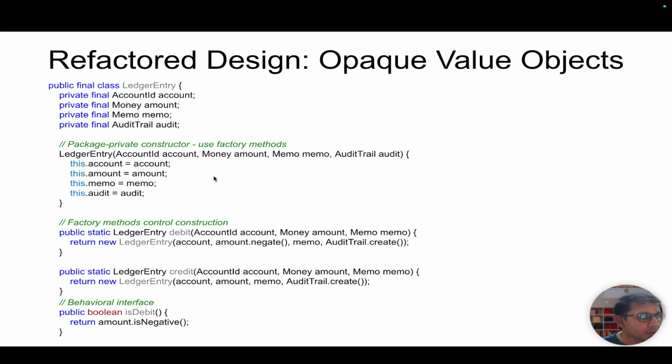The display amount method handles currency formatting properly. The FX account method provides a clean way to check account relationships. The add memo method creates a new entry with additional memo information and proper authorship tracking.